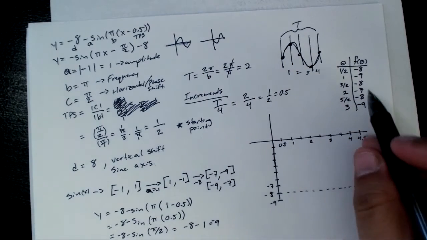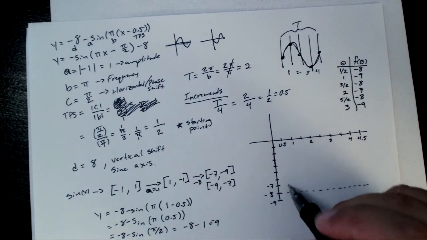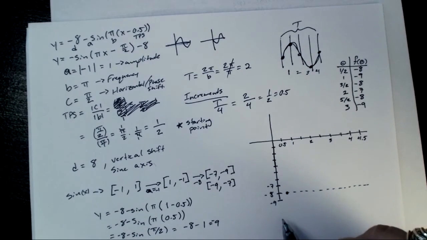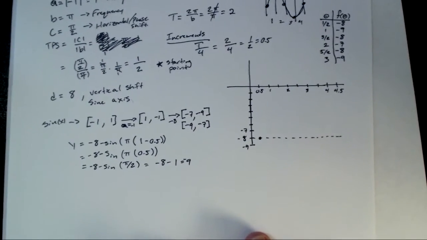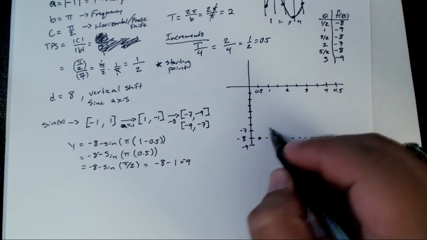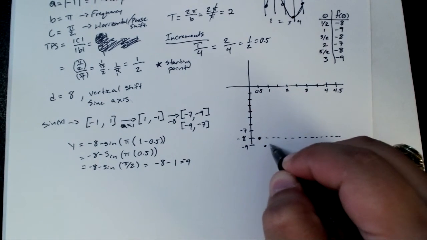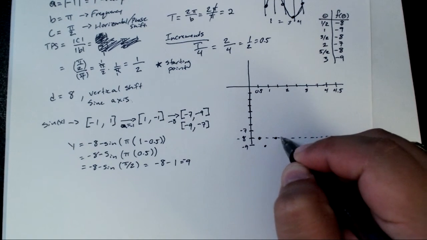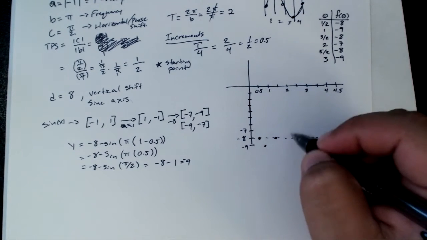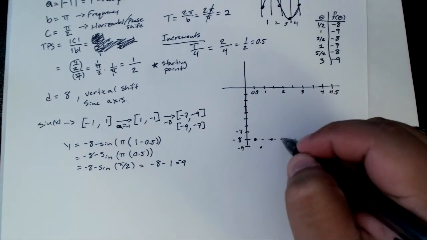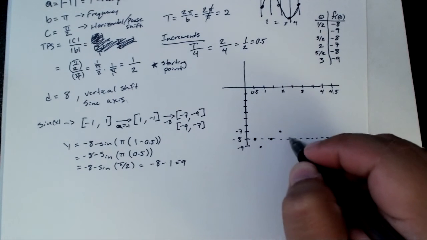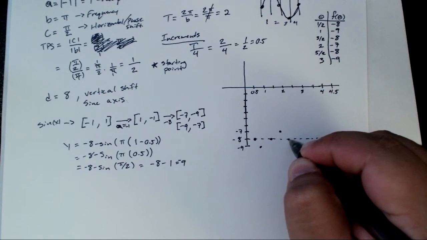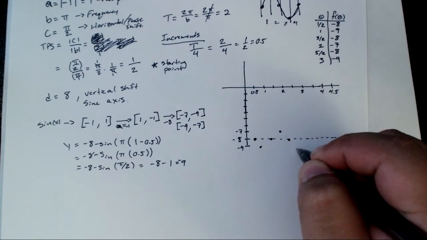So let's just start graphing these. We're going to start at 0.5, and at 0.5 or 1/2 we said we are at -8. Then at 1 we said we would be at -9. At 1.5 we would be at -8 again. At 2 we said we're going to be at -7. Then at 5/2 we're going to be at -8 again. At 3 we're going to be back down at -9.